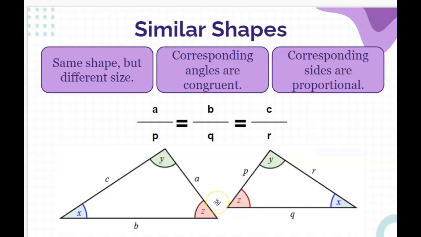I did 80, I did 40, so that's 120. So then if I did 60 degrees here, it would be 60 degrees over here. So the angles are exactly the same. Corresponding sides are proportional, so if you'll notice right here, side A is going to be proportional to side P. So A goes with P, side B goes with side Q, and side C goes with side R.